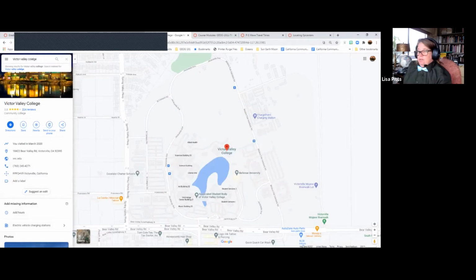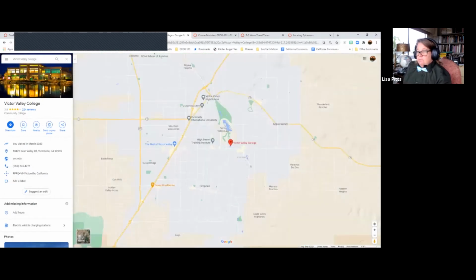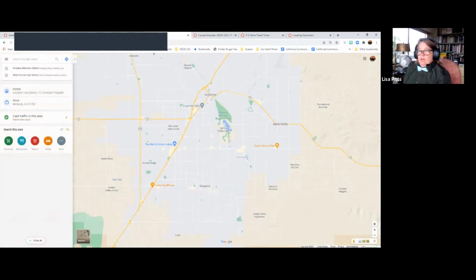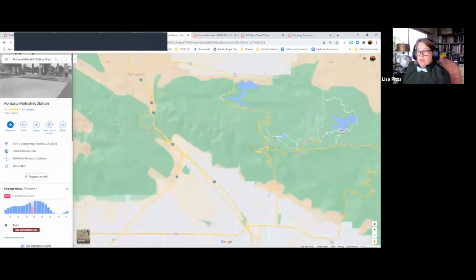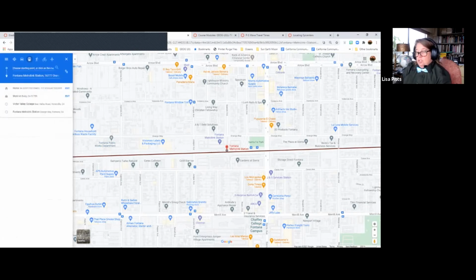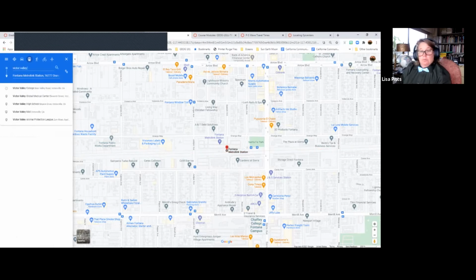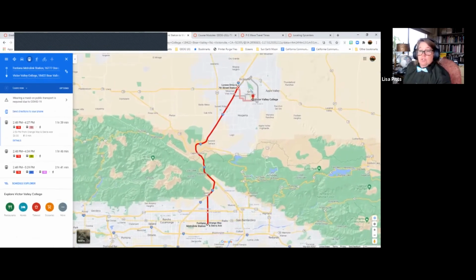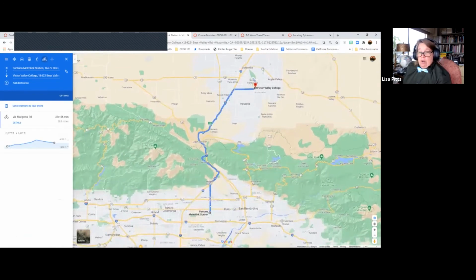And let's say we live, oh, I don't know, over here in Oak Hills. Why does it say the Metrolink station in Fontana? Well, that sounds like fun. Okay, we're going to ride our bicycle from the Metrolink station in Fontana to Victor Valley College. That looks like it'll be fun. Okay, not really, but let's switch it around. And we're going to ride our bike so we can see the profile. So this is what the profile looks like. So this is what you would draw.